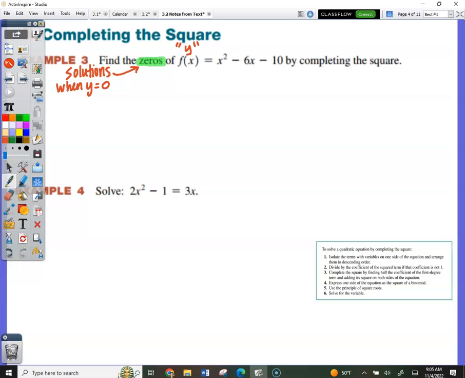All right, so let's rewrite this. And I personally don't like the 0 to be on the left side, so I'm going to grab that and just move it over here. So this is x squared minus 6x minus 10 equals 0. We are completing the square here.